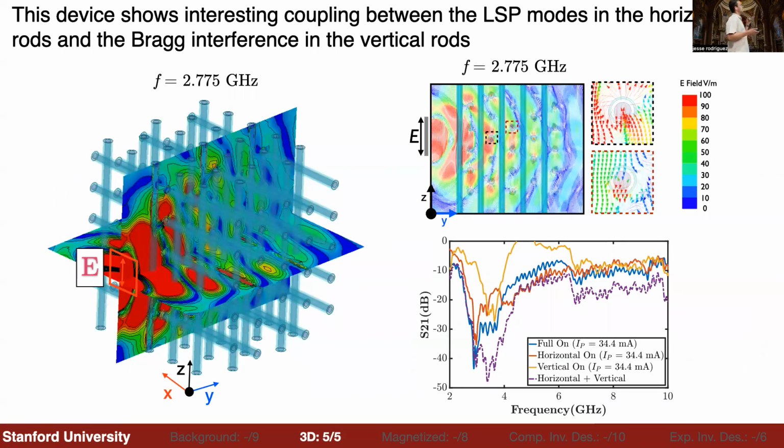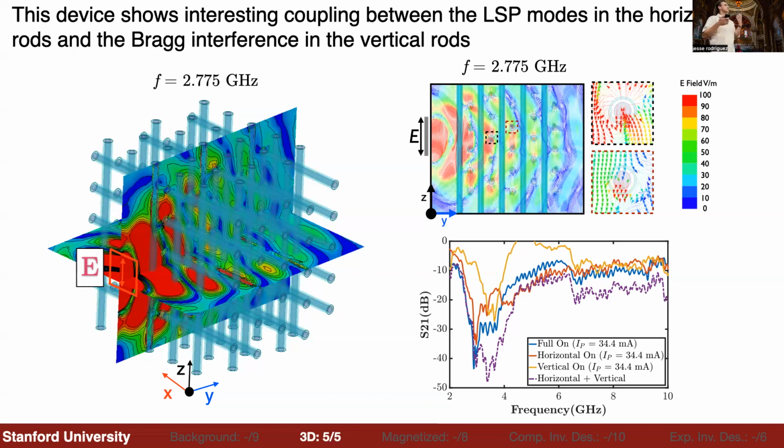So here you see coupling between these things that are called localized surface plasma modes, or LSP modes, in the horizontal rods, and Bragg interference in the vertical rods. So localized surface plasmons are essentially just these modes. It's like a resonance that occurs at certain frequencies, and you can see them zoomed in here. All these electric field vectors are spinning right around the interface between the plasma and the air, or the plasma and its quartz container. And that's indicative of an LSP mode excitation.